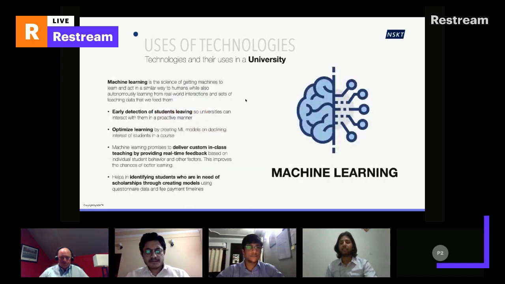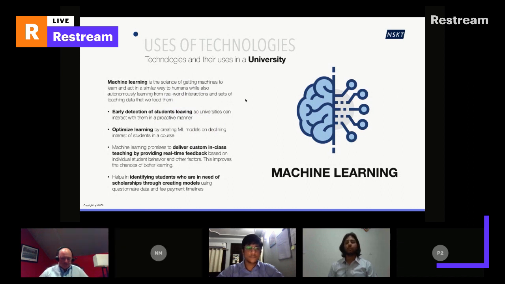Another technology we have is machine learning. Machine learning is a trending technology today, because it is used for prediction. What we can do with machine learning is detect the students who are leaving. This is important for retention ratios, because we want to know which students are leaving, and we can guide them and put our emphasis on those students who are leaving the institution, to deliver custom in class teaching by providing real time feedback from the faculties and students.